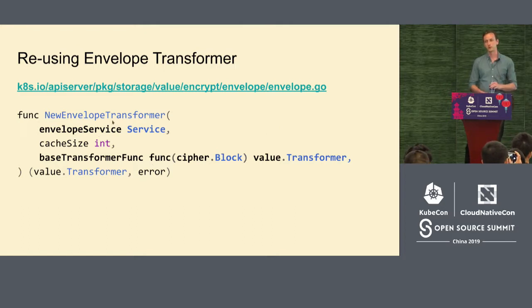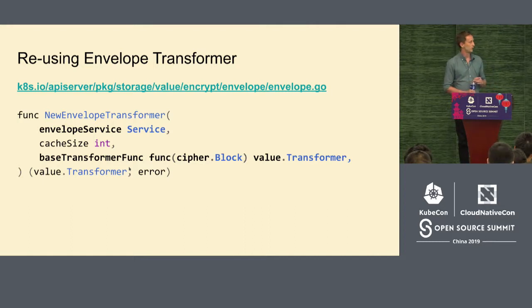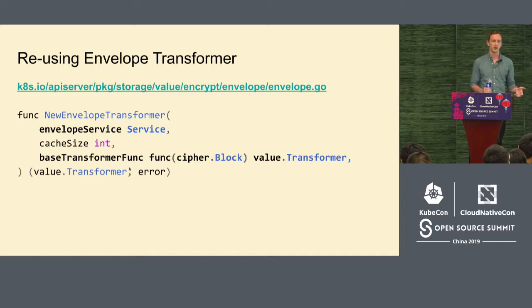There's this envelope transformer type that takes two pluggable pieces of functionality. It has the envelope service and the base transformer func. So the base transformer func is what's actually used to encrypt the data with a DEK. Envelope transformer would create the DEK for you, and then it will call this function with the DEK so you can return the initialized transformer from it. So you can reuse the same transformer from step 1.